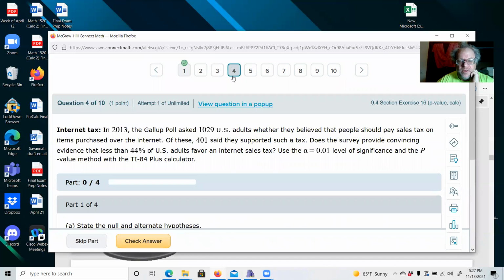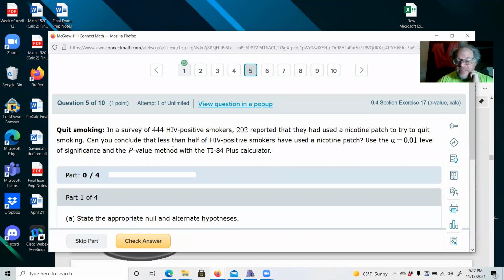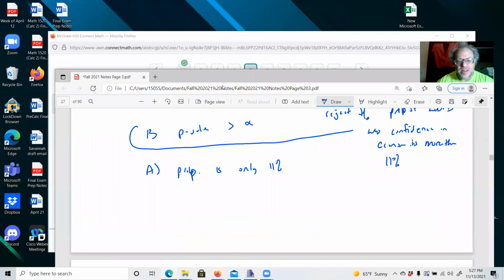I know that most of the people who take this class happen to be nursing people. It's not that nurses aren't interested in taxes too, but I have a feeling that talking about smoking and HIV and nicotine patches is much more in your interest than financial stuff.